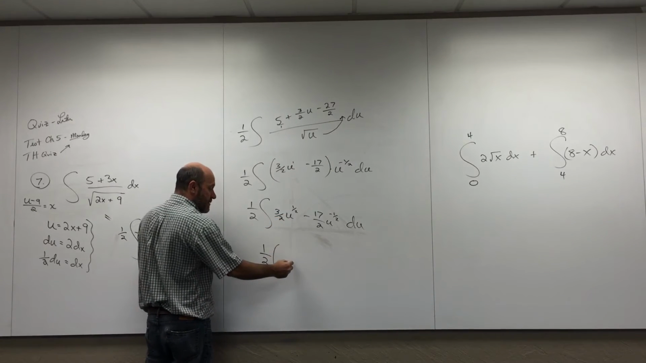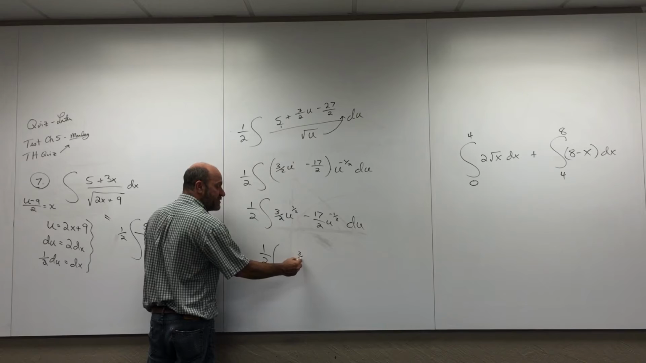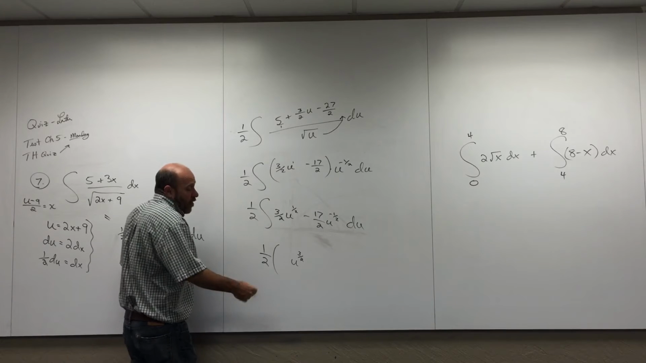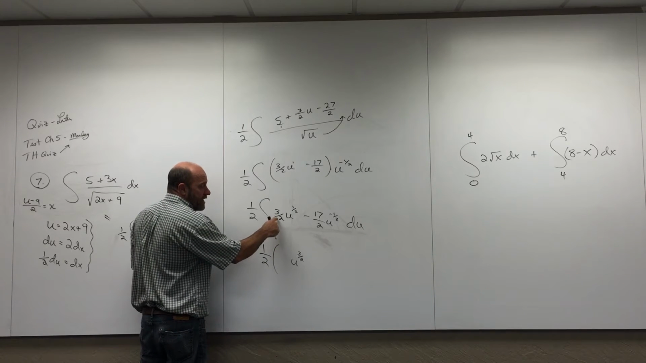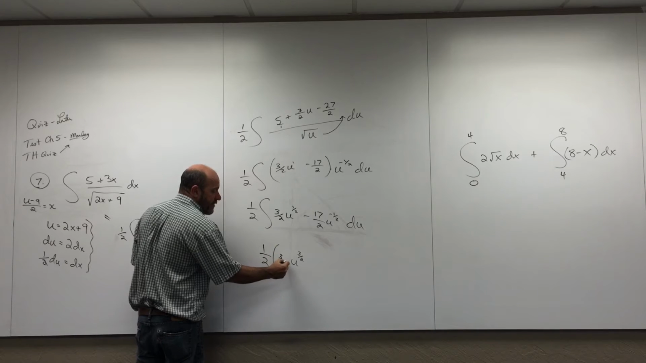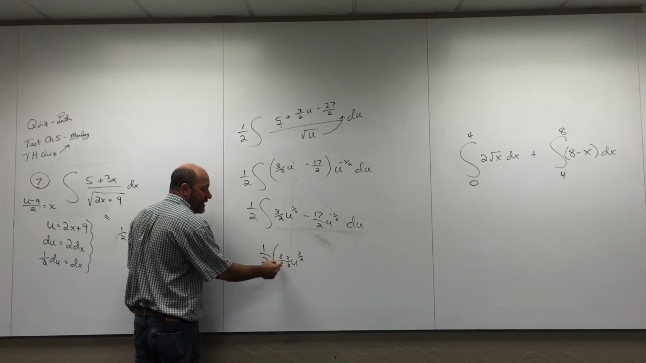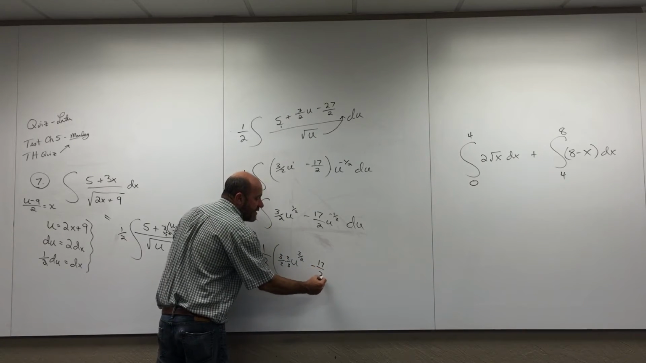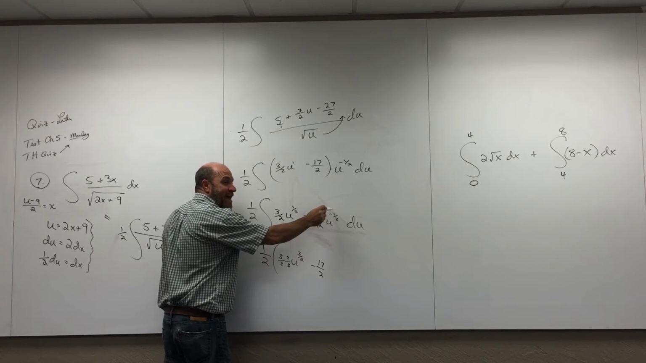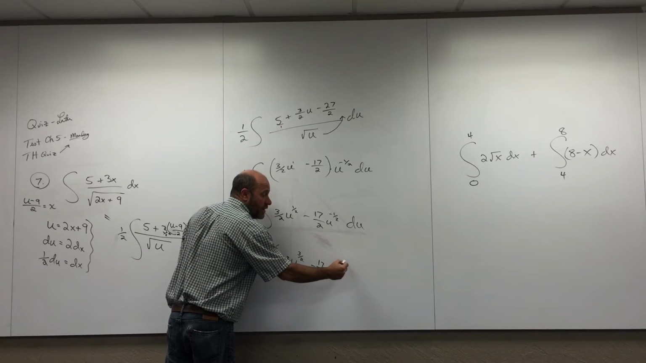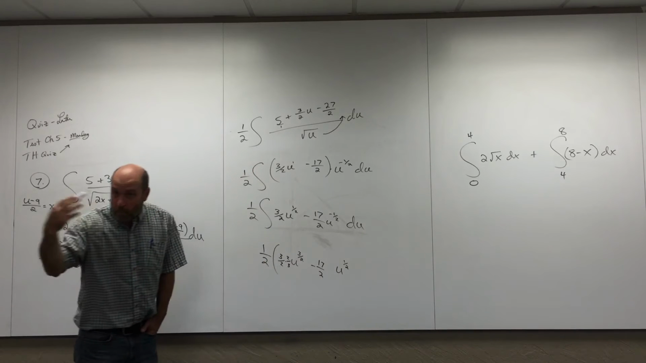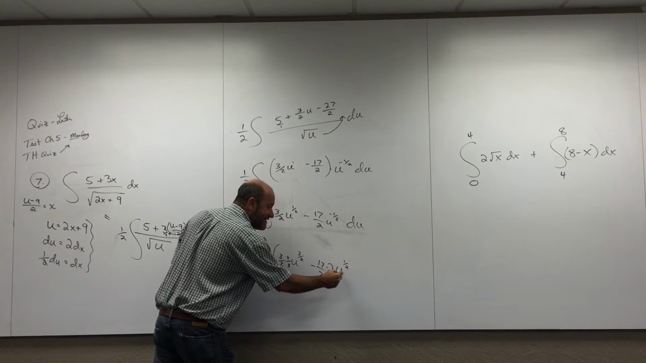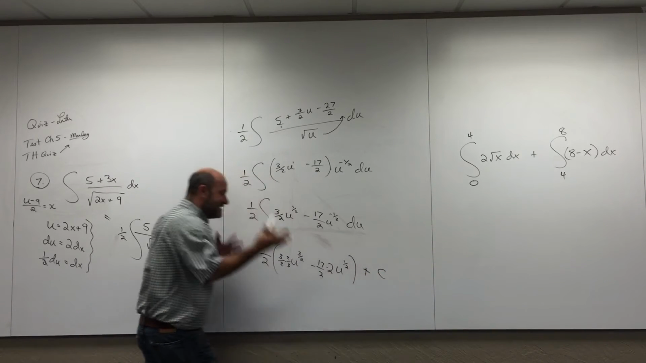How do you integrate? u to the 3/2, is that what you do? And then you divide by 3/2, or multiply by 2/3. It's kind of cool because there's already a 3/2 there, so if you multiply by 2/3, they're going to cancel. Minus, you got a 17/2, and what are you about to do? Add 1 to this. So that's u to the 1/2. Divide by 1/2, which means multiply by 2. Dude, we're done. Plus c. Ta-da! We're done.